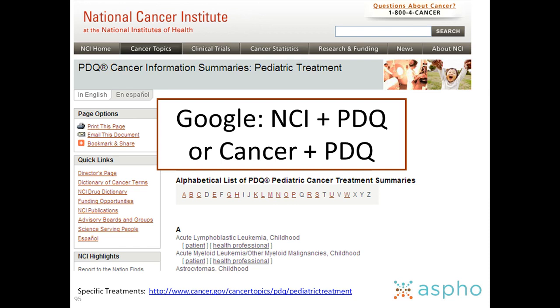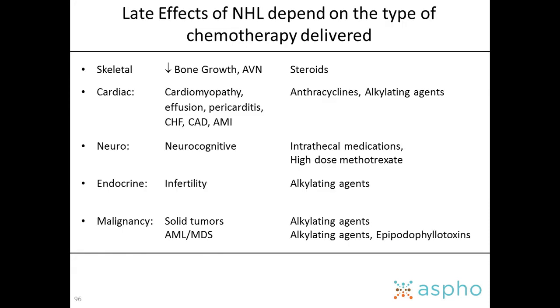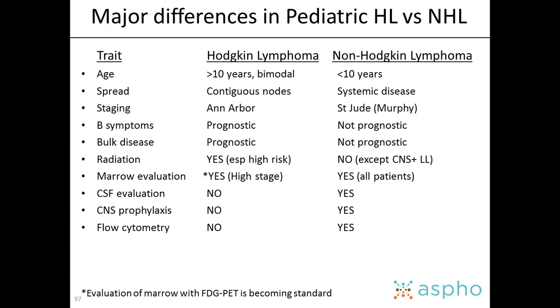Late effects of non-Hodgkin lymphoma, of course, depend on the type of chemotherapy delivered, but in general, they're going to be secondary things caused by anthracyclines and alkylating agents. So, kind of closing up the talk now, these are the slides that do a lot of the comparing and contrasting. So, the major differences between Hodgkin and non-Hodgkin lymphoma. Hodgkin tends to be older patients, contiguous nodal spread rather than a systemic disease.